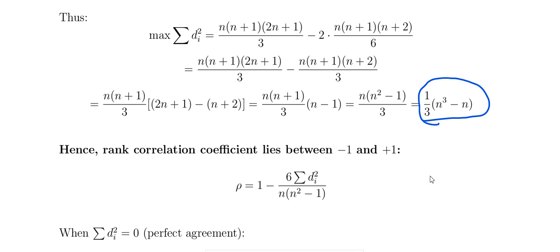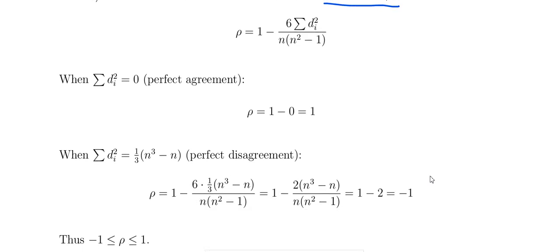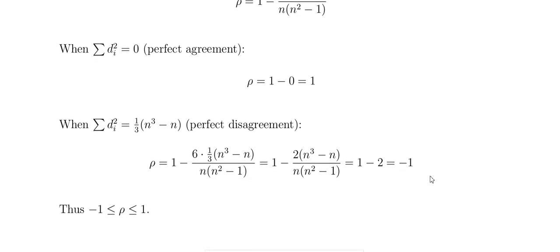Okay. So this is the rank correlation coefficient is always lies between the minus 1 and the plus 1. Okay. So the rho equal to something, summation dA square equal to 0, that is a rho equal to 1 minus 0, that is called 1. Summation dA square 1 by 3 n cube minus n, that is the perfect disagreement, that is called when you simplify it that is equal to minus 1. So we get that minus 1 and plus 1. The rho is always between minus 1 and plus 1. Okay.